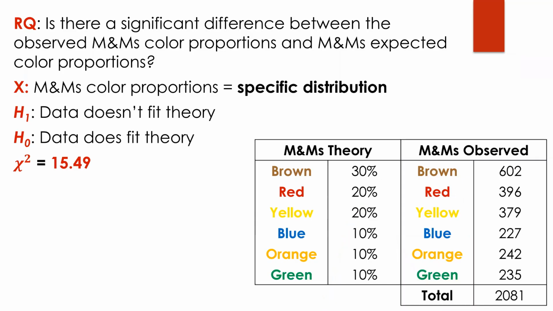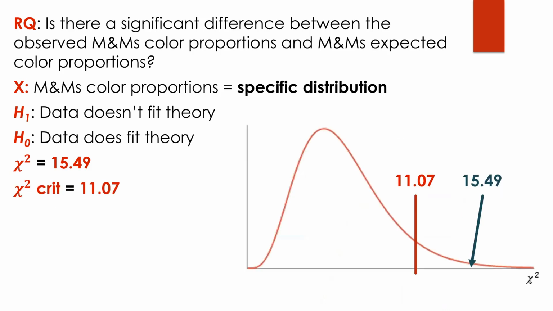So how would we find our critical score? Go ahead and look at your table. Our DF is 6 minus 1. We've got 6 M&M colors, minus 1 is 5. So you take 5 as your DF, 0.05 as your column, and find the crit score. Now, the crit score you should have found is 11.07, okay?